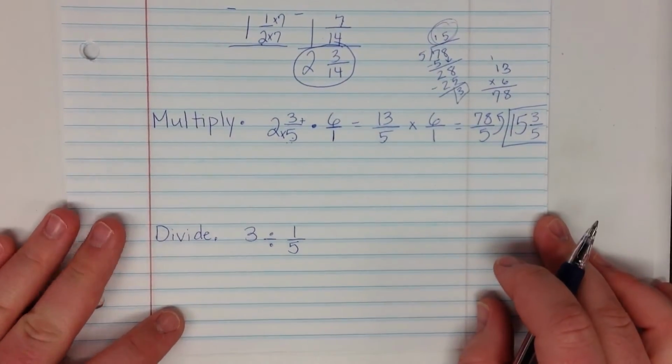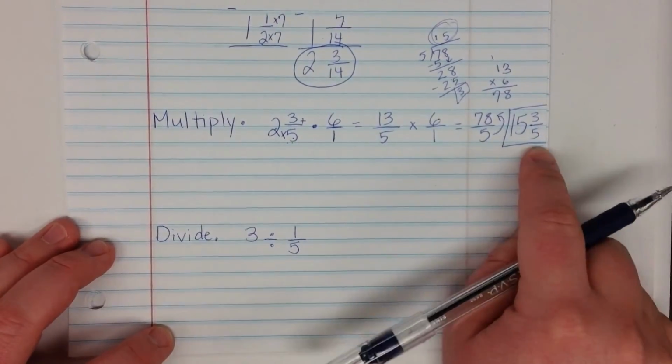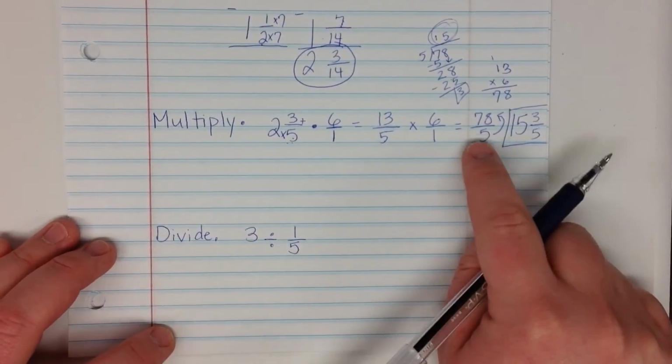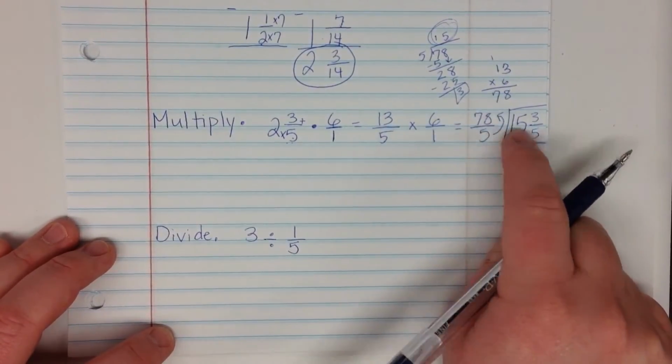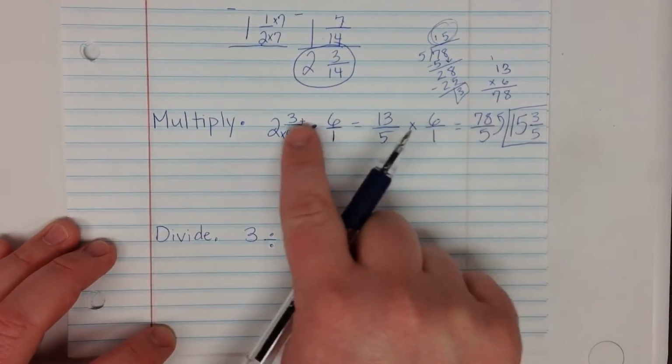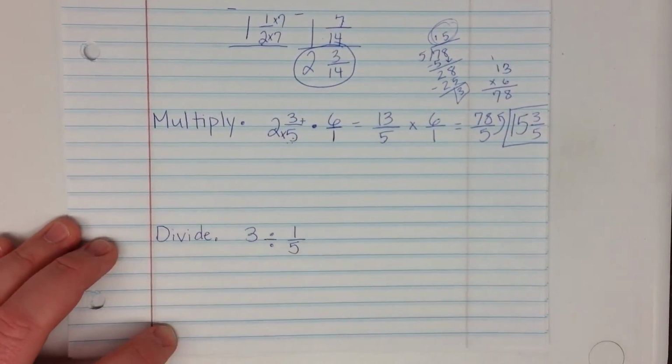Okay? This is what we got as our answer. This is the simplified answer. We tried to figure out how to get this improper fraction written as a mixed number, which we kind of knew was going to happen because we started with a mixed number.